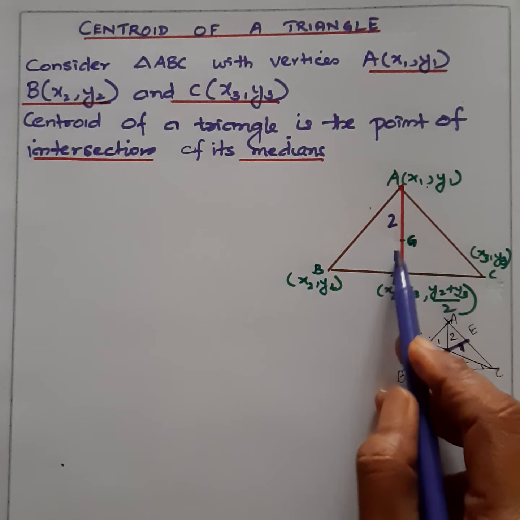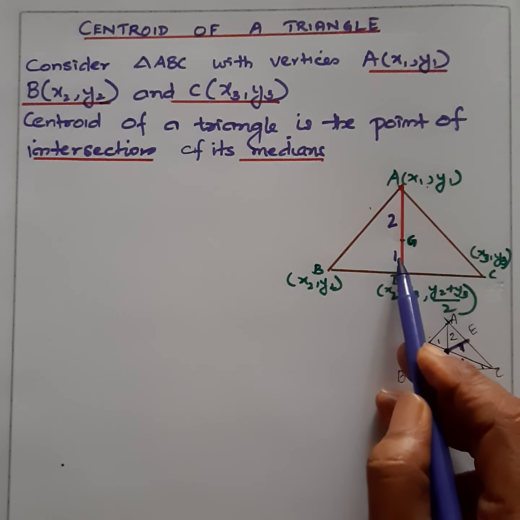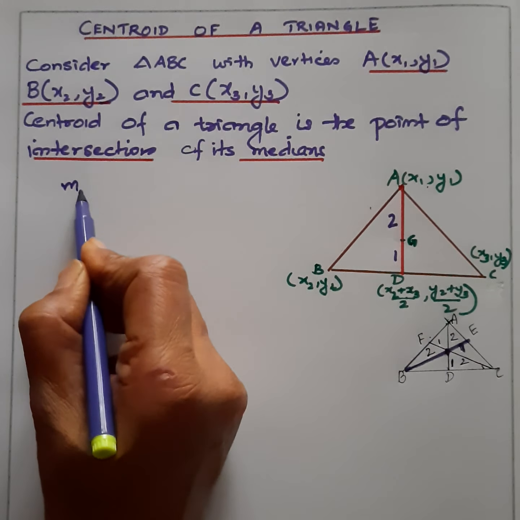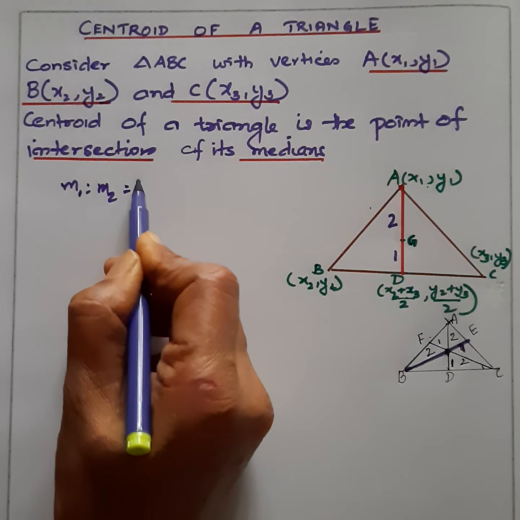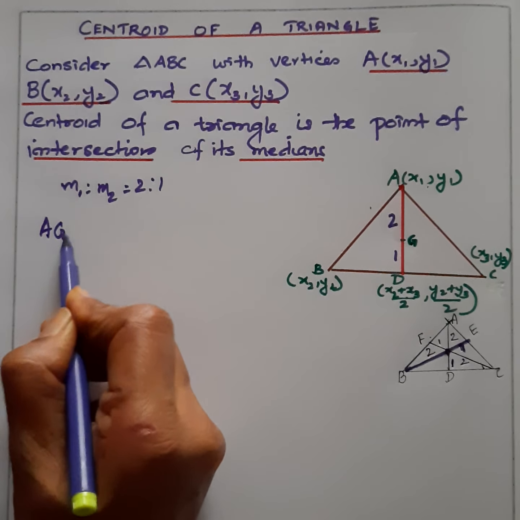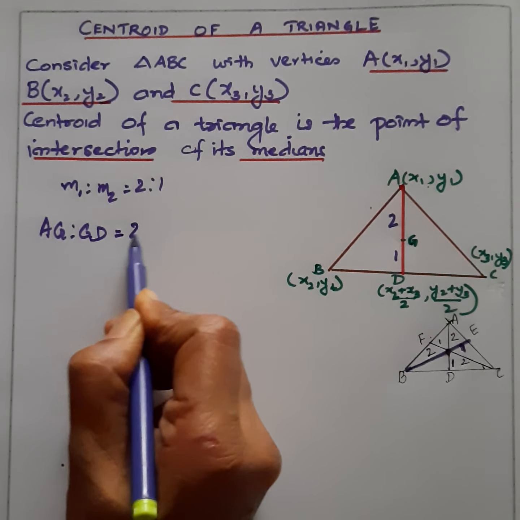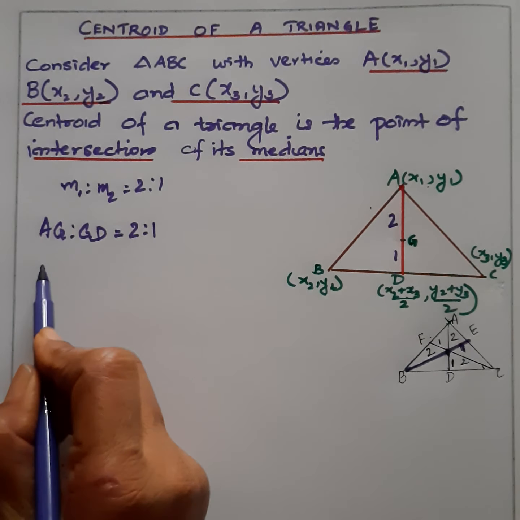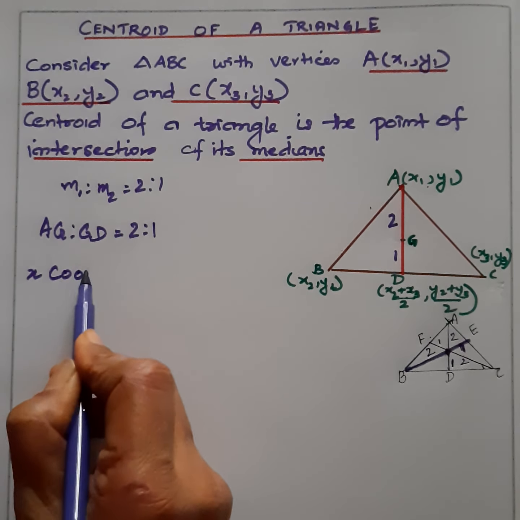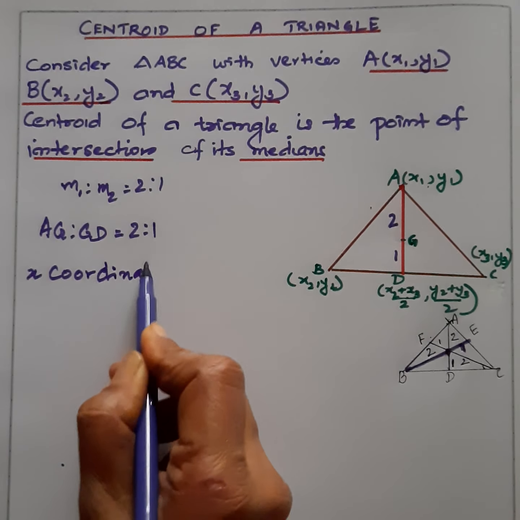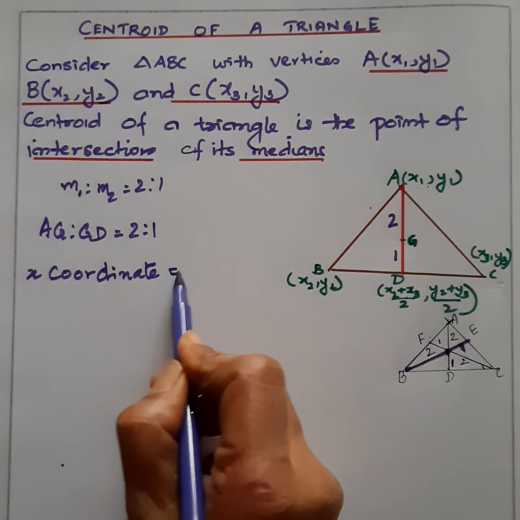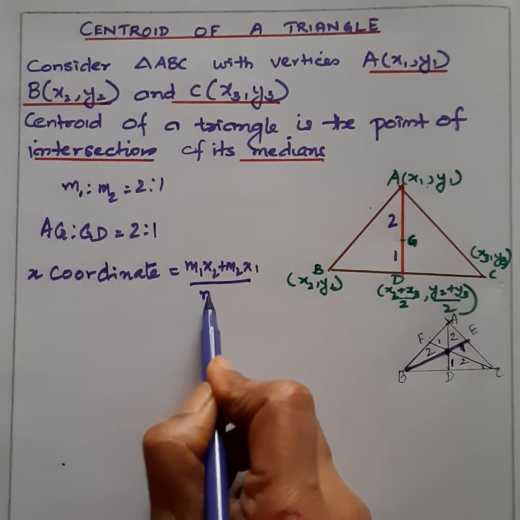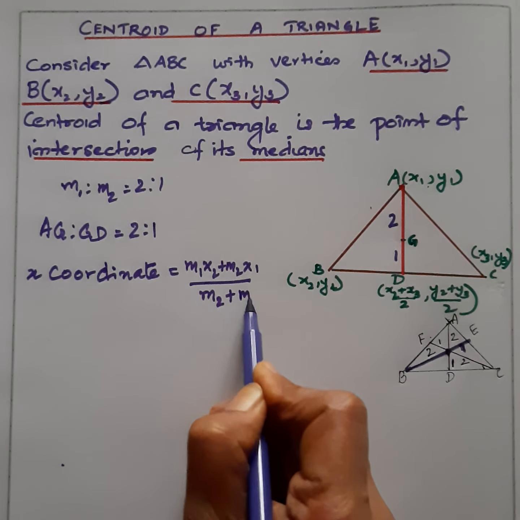G divides in the ratio 2:1. That means the ratio into which a point divides a line is m1 is to m2. So in our case, m1 is to m2 is 2:1, that is AG to GD is 2:1. Now we have to find the x coordinate and the y coordinate of G. The x coordinate of a point which divides in the ratio m1 is to m2 is given by (m1x2 plus m2x1) by (m1 plus m2).